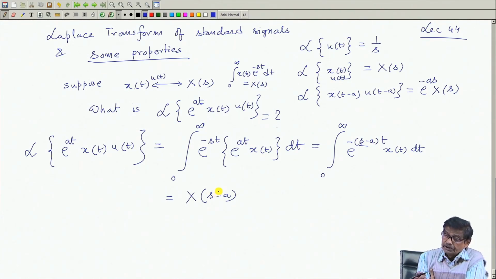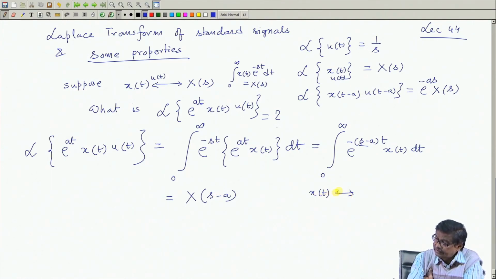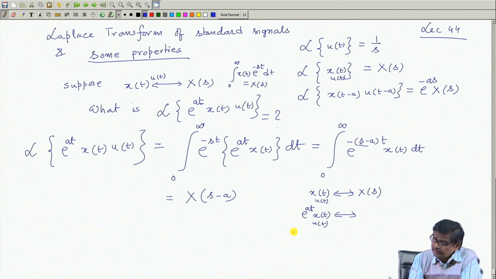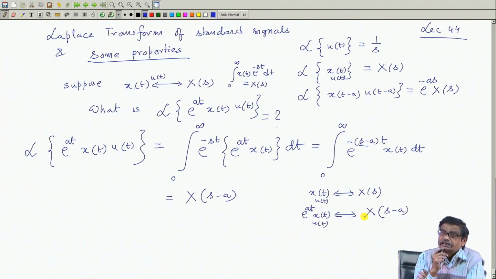So, essentially what I mean to say is, if the Laplace transform of x(t) is X(s), then if you multiply this function with e to the power at, and all are causal signals multiplied by u(t), even if I forget it, I mean that. So, e to the power at x(t) u(t) will be nothing but X(s minus a): whatever a you multiply with, replace s by s minus a.